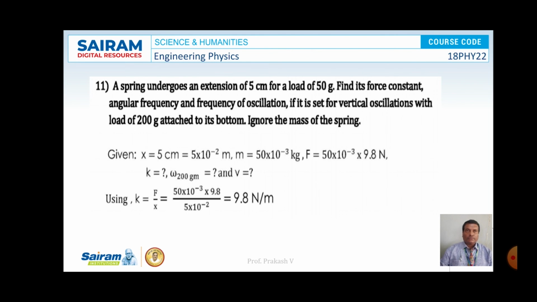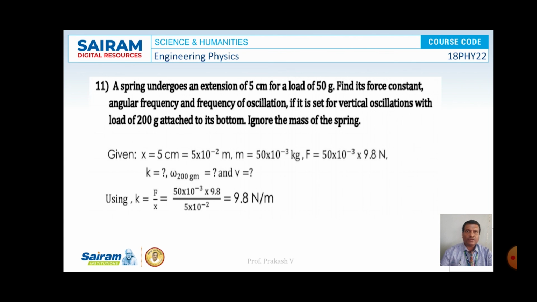So problem number 11 is a spring undergoes an extension of 5 centimeter for a load of 50 grams. Find its force constant, angular frequency and frequency of oscillation if it is set for vertical oscillations with a load of 200 grams attached to its bottom. Ignore the mass of the spring.